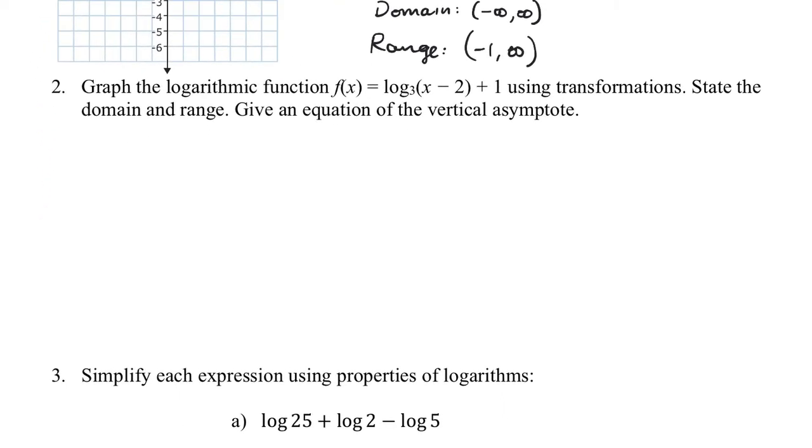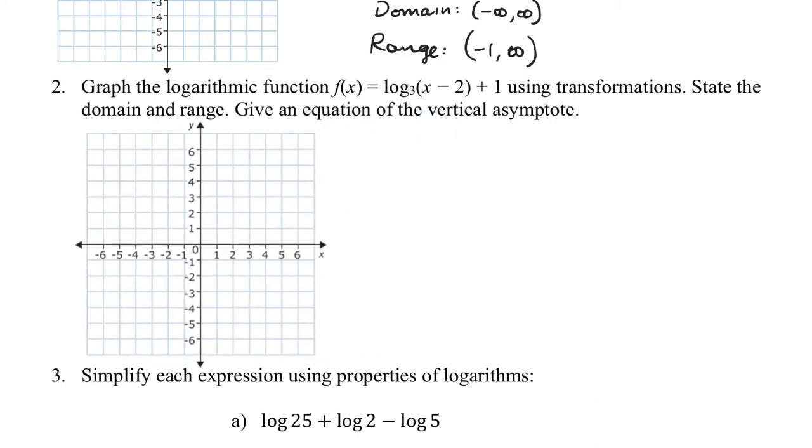Question 2 is from section 4.3, graphing logarithmic functions. Very similar to how we graphed exponential functions, but a logarithm, remember, is the inverse of an exponential. With exponential functions, the first thing we did was locate the horizontal asymptote. For logarithmic functions, the first thing we do is locate the vertical asymptote. Normally it's right here on the y-axis at x equals 0. However, here x minus 2 is a translation to the right 2 units.